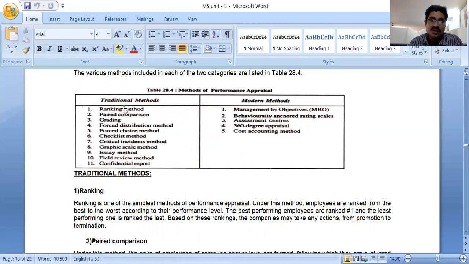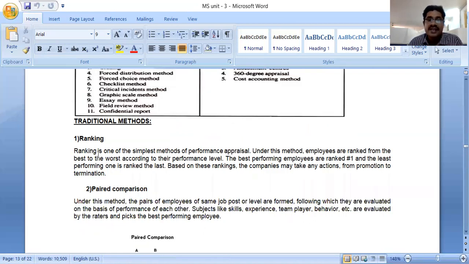So first, the traditional method: ranking method. In this ranking method, we check the performance of each and every employee based upon the ranking system.